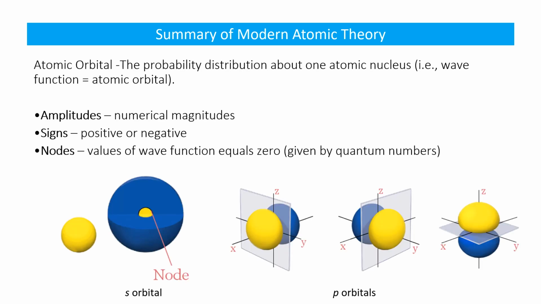These are wave functions, and they have amplitudes, i.e. the size and numerical magnitudes. There are signs, which can be positive or negative, or we can call them flavors, and nodes. These are the values of the wave function, and it usually gives you some sort of 3D idea of your wave function. We call these atomic orbitals.